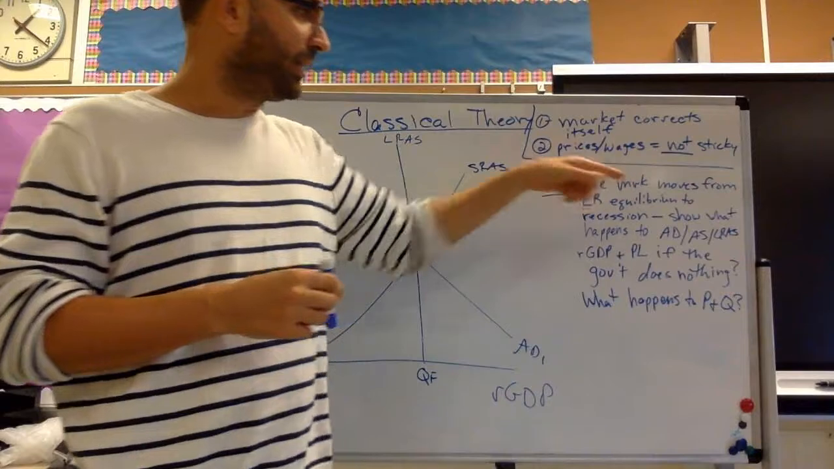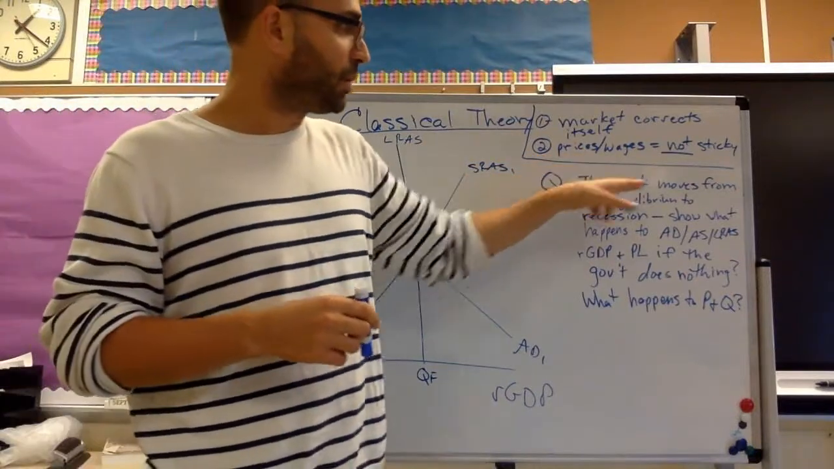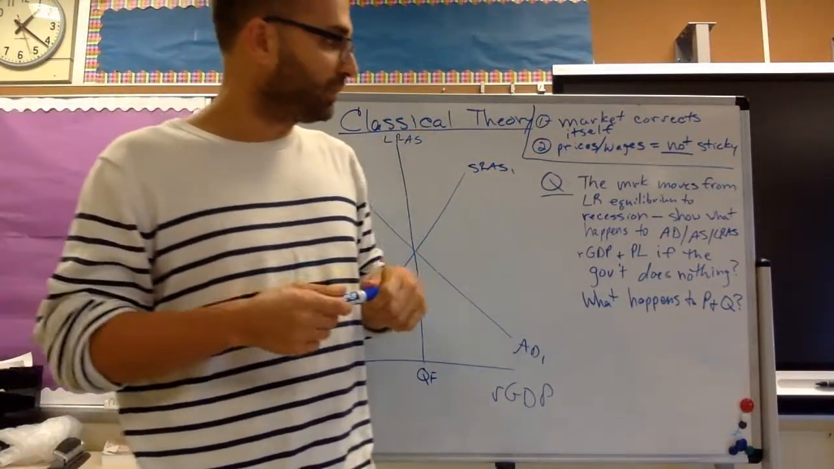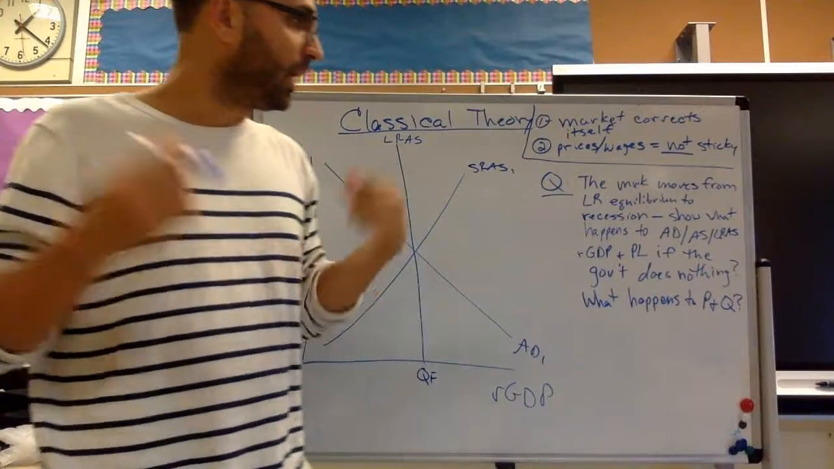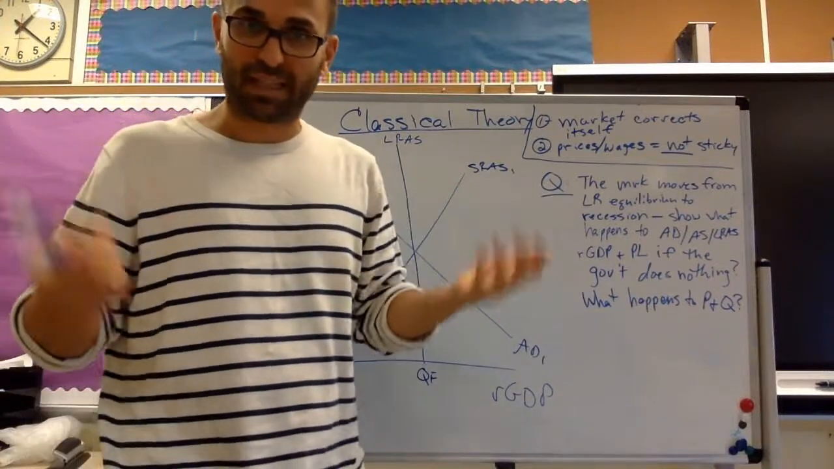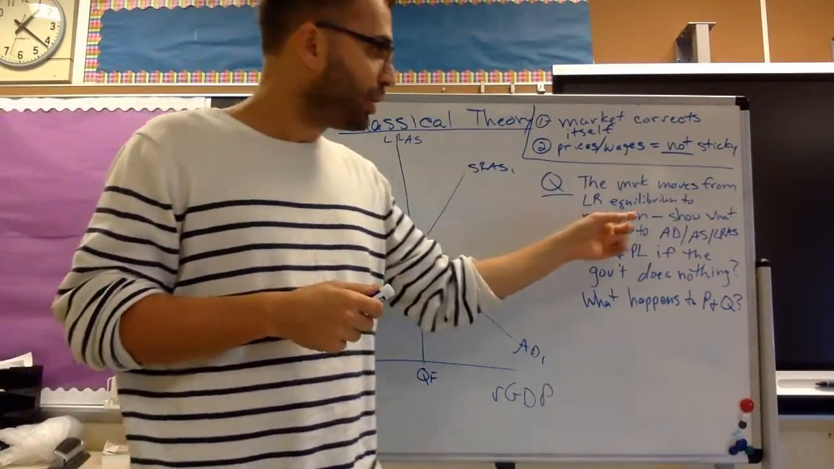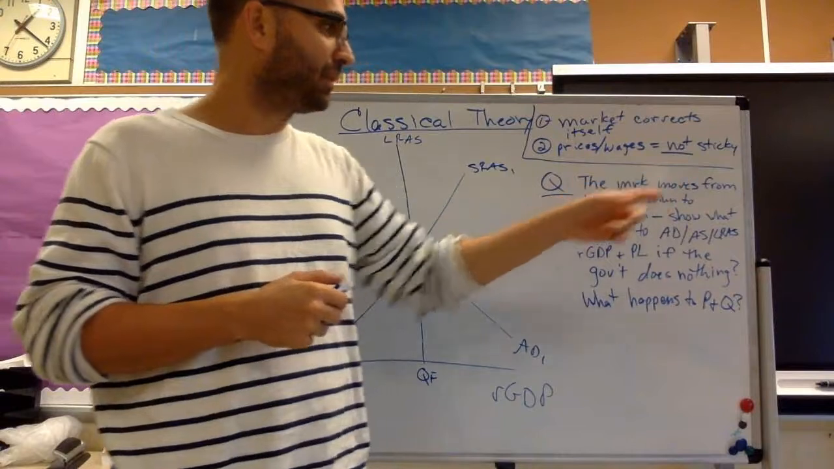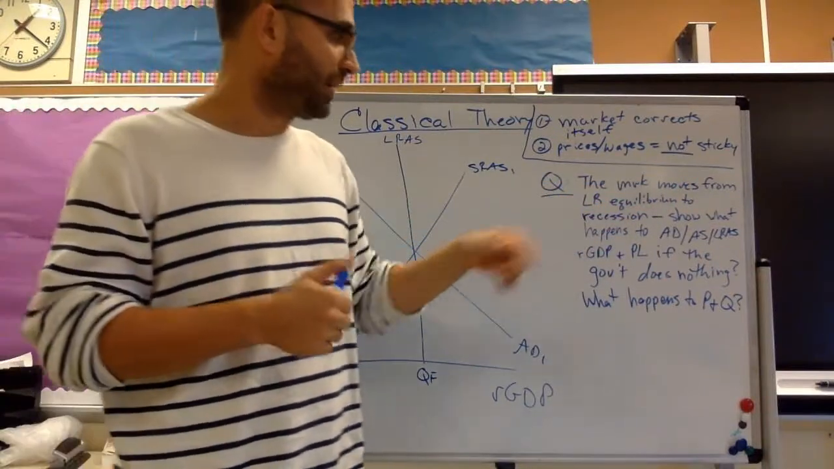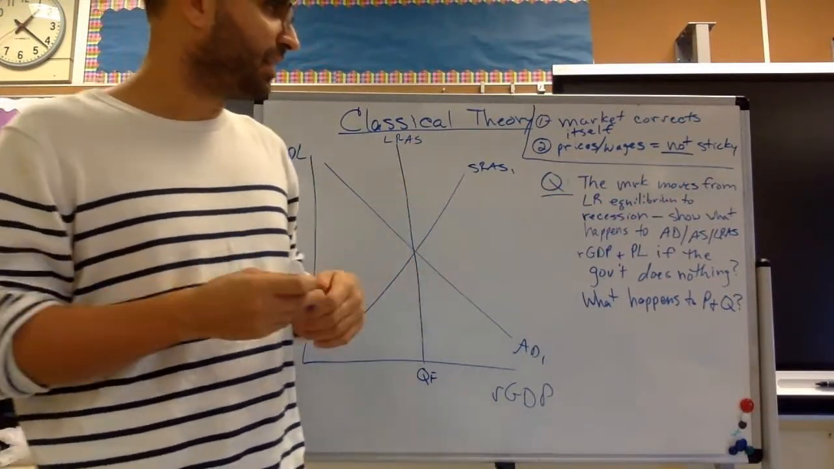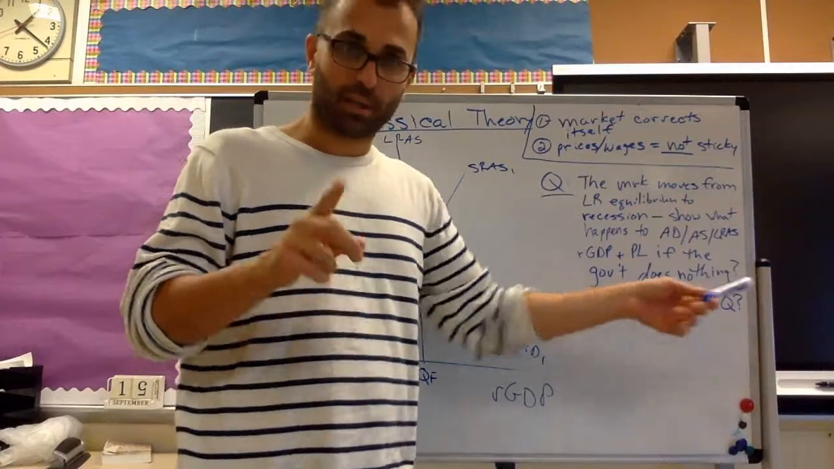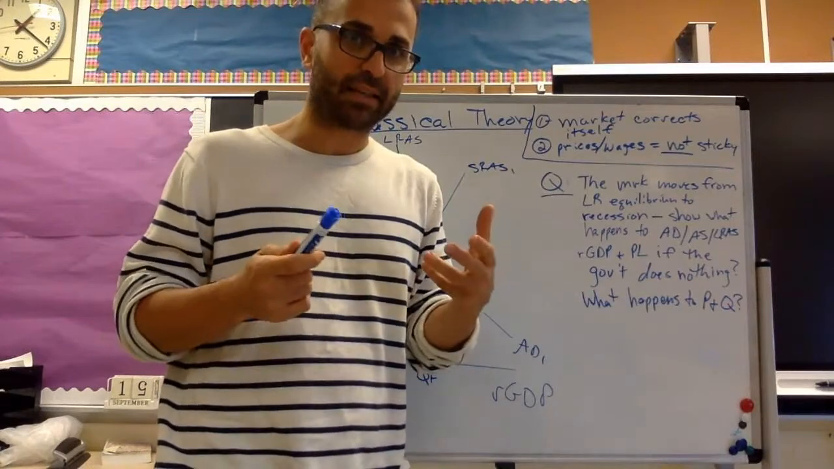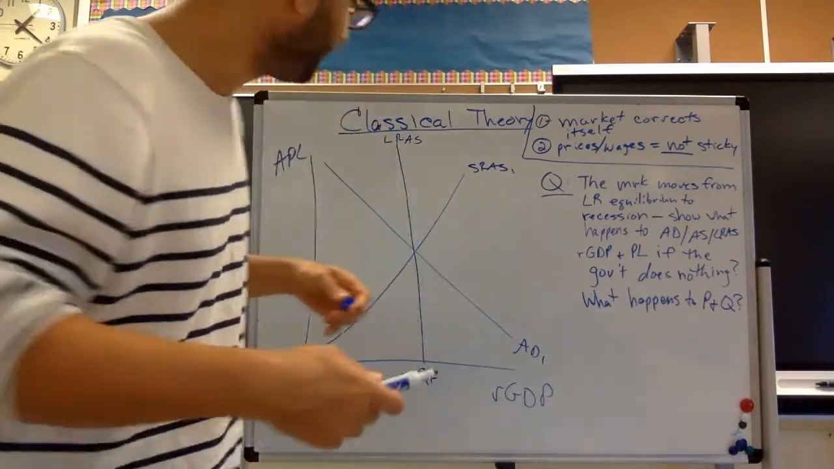So look at the first question. Let's say the market moves from long-run equilibrium to a recession. I'm going to make it so AD shifts to the left, because that's most recessions that you're going to see. Show what happens to AD, AS, long-run AS, GDP, price level if the government does nothing. Don't forget to show what happens to P and Q. If you do all of these things, most of the questions you'll see will be pretty simple.